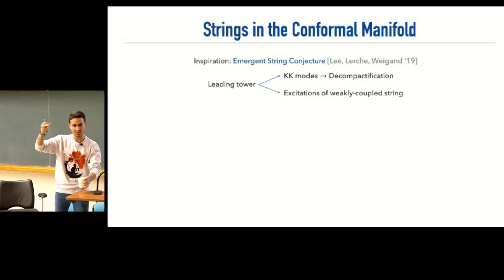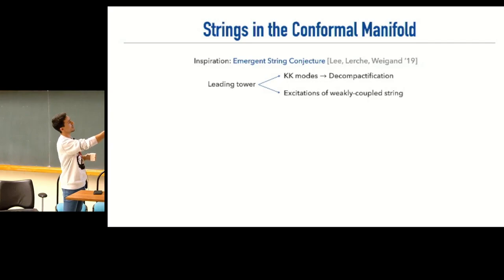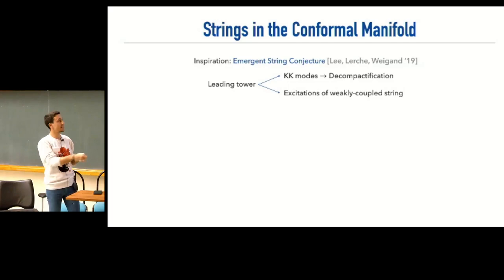Okay, so then for the second part, I will go to something less rigorous, more explorative, in which I will just ask, what are these higher-spin points in the conformal manifold from the stringy perspective? For that, let me take some inspiration in the emergent string conjecture, which tells us that in the distance conjecture, whenever I go to infinite distance, the tower will be either a tower of KK modes, so a decompactification, or the excitations of a weakly coupled string.